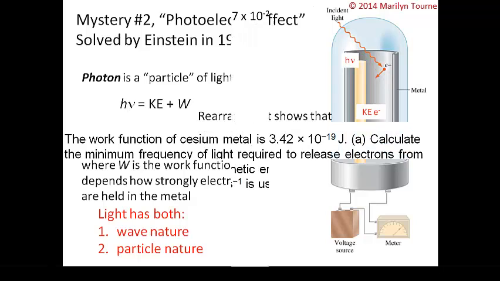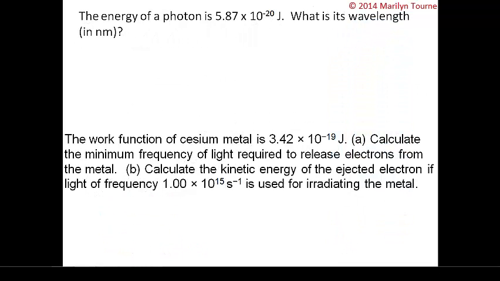Alright, let's do a problem. Alright, let's do these two problems. The energy of a photon is 5.87 times 10 to the negative 20th joules. What is the wavelength in nanometers?